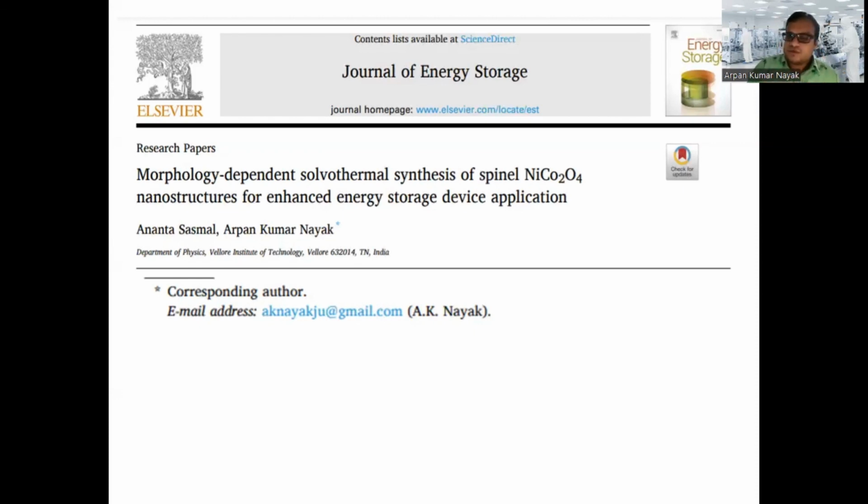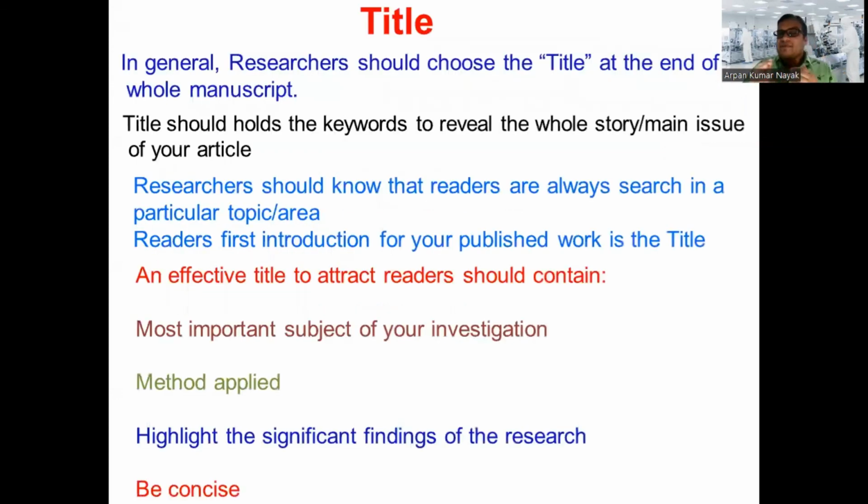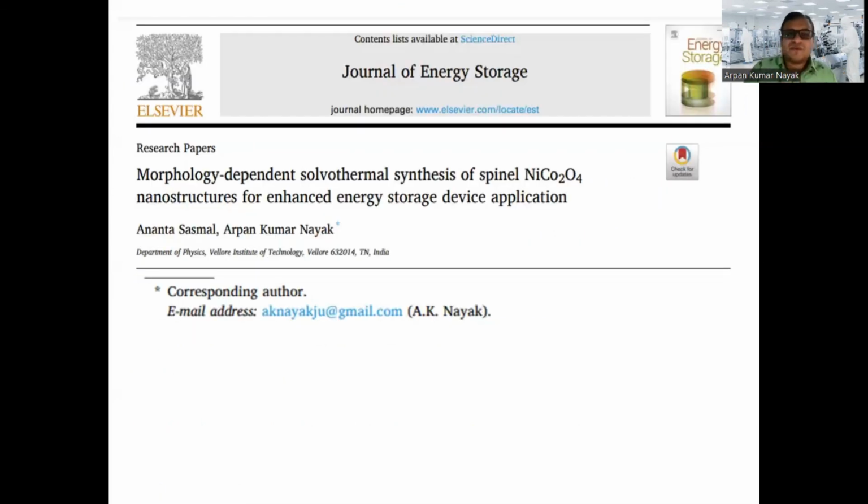Next I said that we have to focus on methods. Here you can see one is solvothermal synthesis, meaning the method we applied, the solvothermal method. So here we mentioned solvothermal synthesis. So we focused on the subject and the methods. Next, we have to focus on what the important investigation or the significant or important findings of our research are. So what is that? Here you can see it.